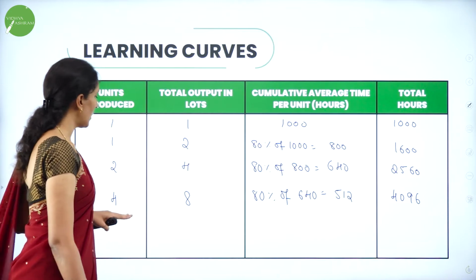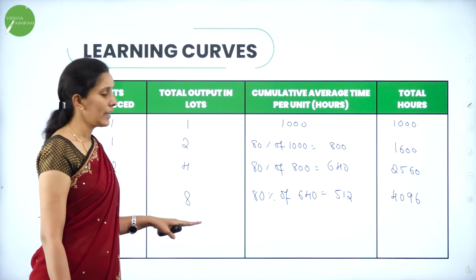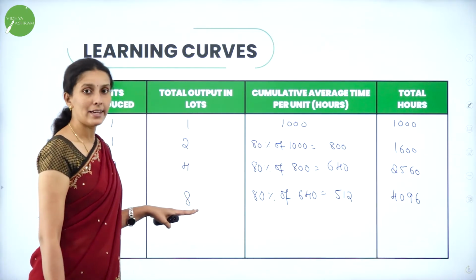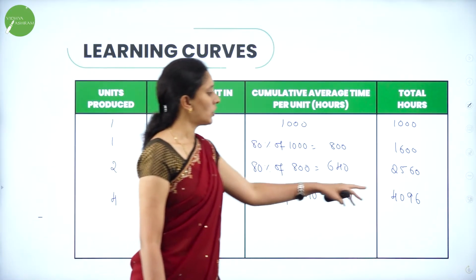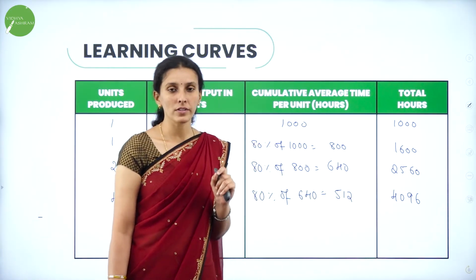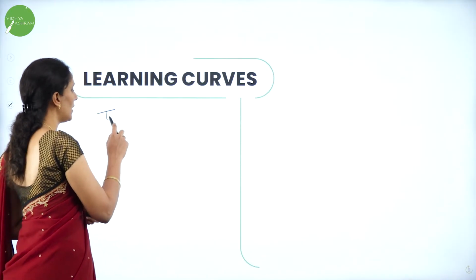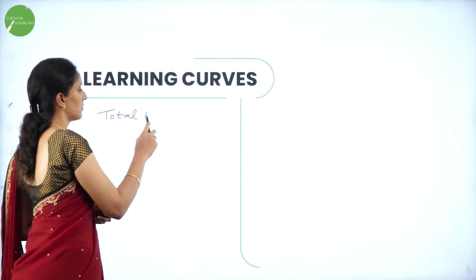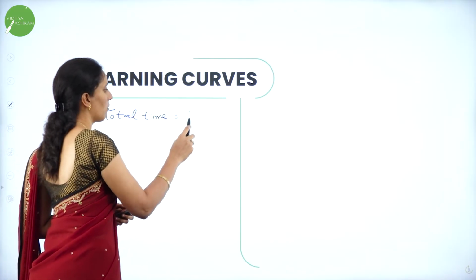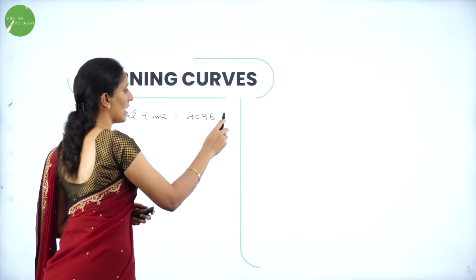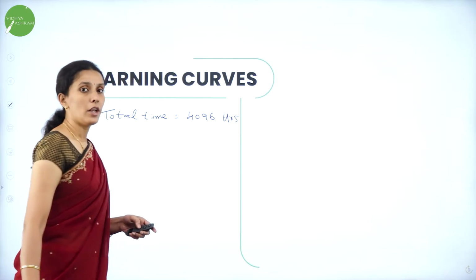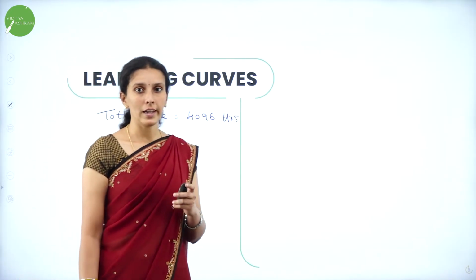So we can stop here because we have got the estimated hours for 8 lots. Therefore, the total hours will be 4096 hours. Hence, we will write it as the total time is equal to 4096 hours. Now we need to calculate the total labor cost.